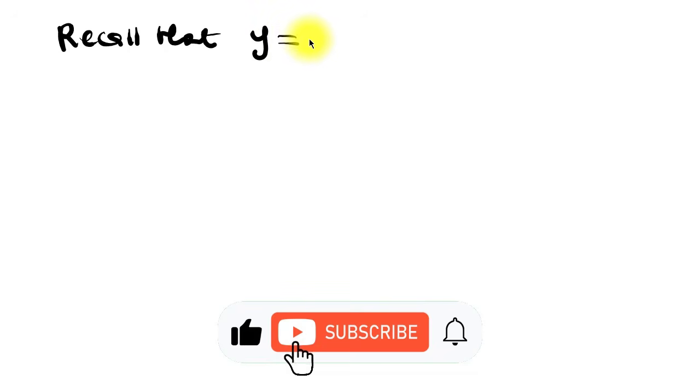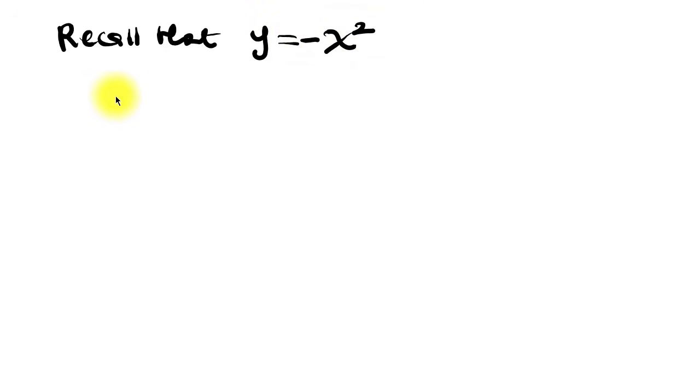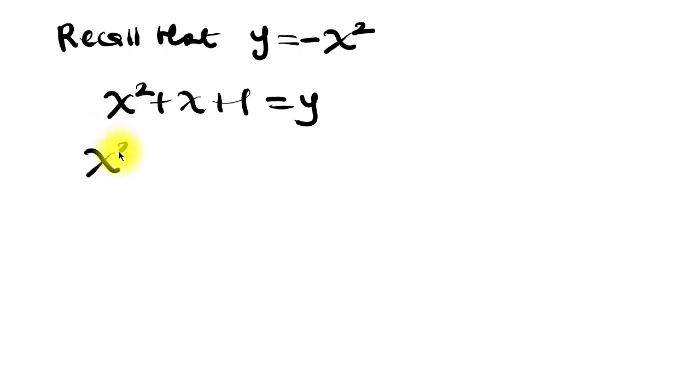Now let's solve for other values of x by making use of our second case. Recall that our second case is y equal to negative x squared. And we also know from our substitution that x squared plus x plus 1 is equal to y. Now let's put this in place of y here. So we have x squared plus x plus 1 equal to negative x squared.